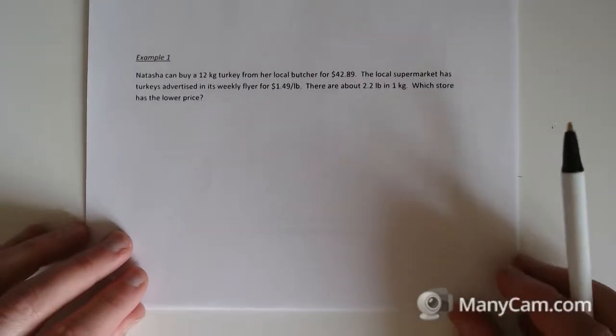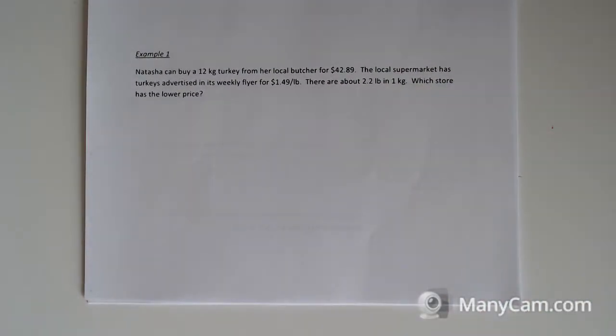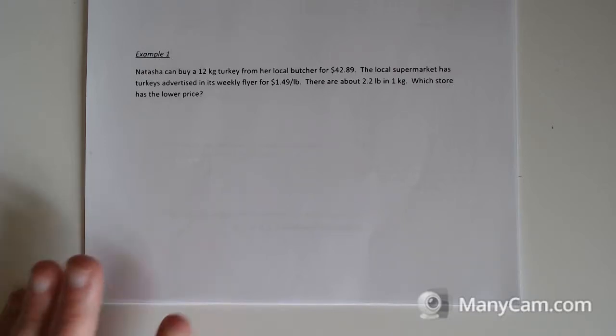So let's look at some examples. Natasha can buy 12 kilograms of turkey from her local butcher for $42.89. The local supermarket has turkey advertised in its weekly flyer for $1.49 a pound. There are 2.2 pounds in a kilogram. Which store has the lower price?